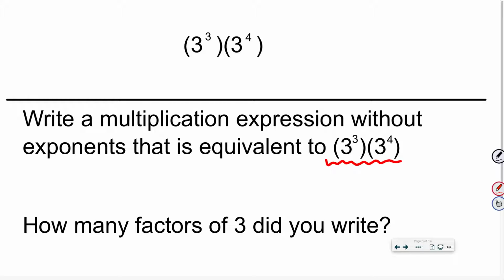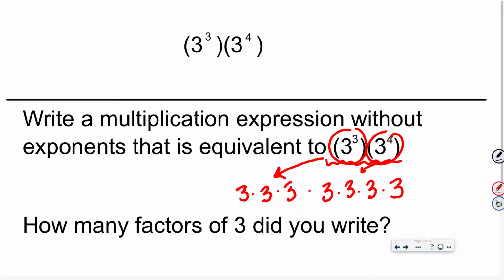How can I write this entire multiplication problem by breaking it out? What would this term be written as? Again, how can I break it out? 3 times 3 times 3. And then I'm going to multiply it by this number. And what's that number broken out? 3 times 3 times 3 times 3. How many factors of 3 do we have now? 7. So if you had to give a simplified expression that represents 3 to the 3rd times 3 to the 4th, what do you think it is?